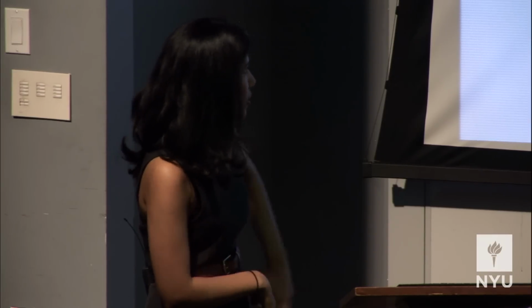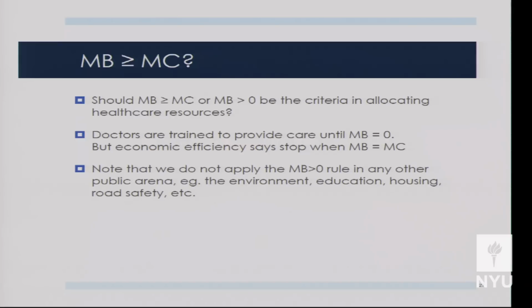right? And those are the folks, the supply side is part of what determines equilibrium, the equilibrium level of medical care. So doctors are trained to provide medical care until marginal benefit is zero. But economic efficiency says stop sooner than that. Stop when marginal benefit equals marginal cost. It's a difficult part of this question. When we think of people being sick, we want to provide them with care. And the idea of stopping sooner than when they would no longer benefit from care is controversial.